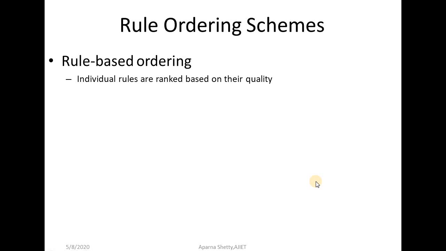The next topic is the rule ordering scheme. There are two types of rule ordering scheme. The first type is rule-based ordering. In rule-based ordering, individual rules are ranked based on their quality. So here we are using a ranking scheme: based on the quality or the priority, we rank the rules.